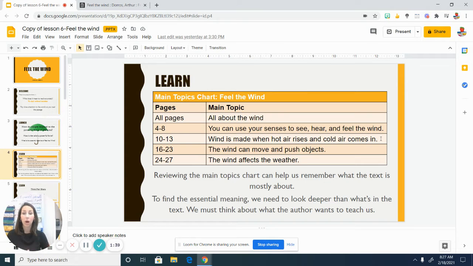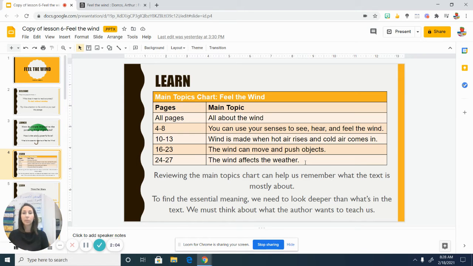Wind is made when hot air rises and cold air comes in. That was another main topic. Another main topic was that the wind can move and push objects. And then lastly, the wind affects the weather. While we have found the main topics for these sections of text, the essential meaning is a little bit more than just the main topics.